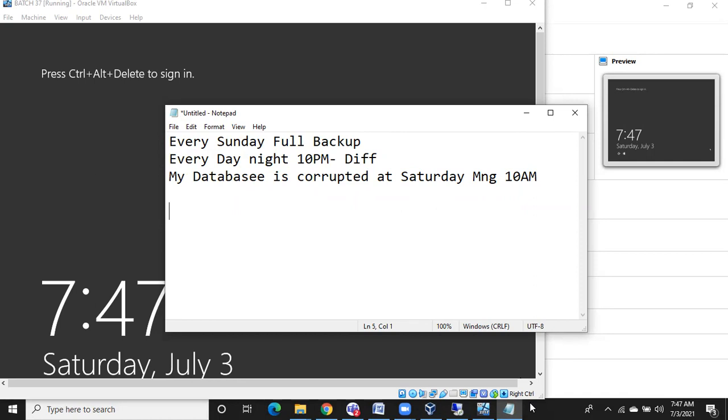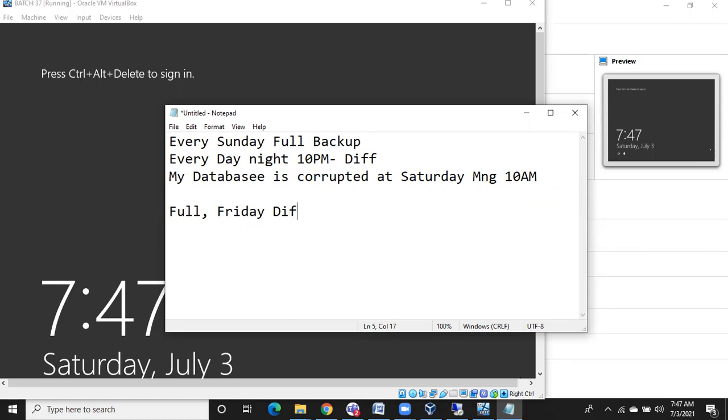It will take from the last full backup and the differential backups till Saturday. Saturday's differential backup? Till Friday's differential backup. Saturday's differential backup will run at night 10 o'clock, but the database is corrupted at morning 10 o'clock. So the Saturday differential backup is not possible. With the last full backup, you will get the data till last Sunday, and then you have only one chance, which is the Friday differential backup.